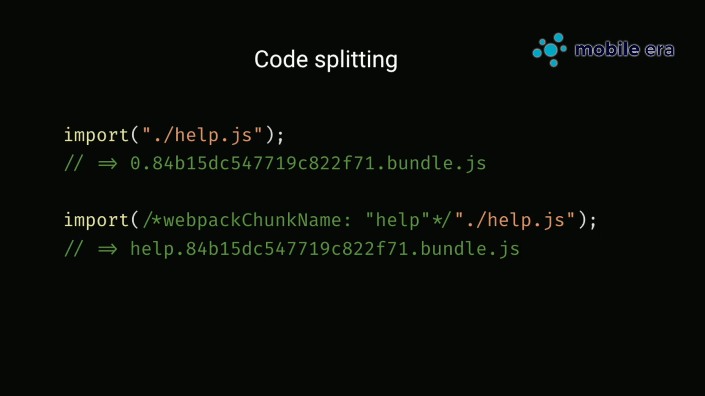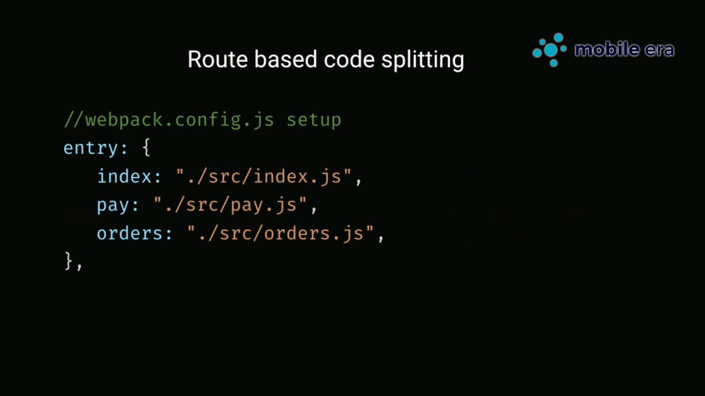That's it. Of course, I'll go into more details. You can also do route-based code splitting. If you have multiple entry points, you do entry of index, entry of pay, entry of orders, if you have multiple pages that your users will land on. Now, how did I use code splitting in this bank app?